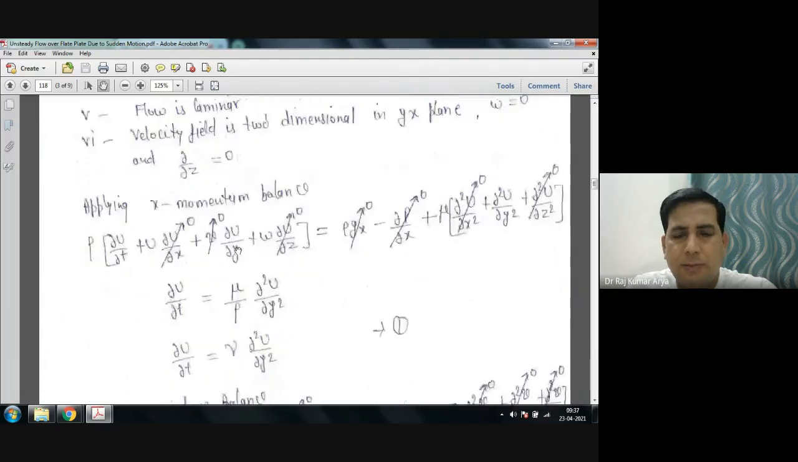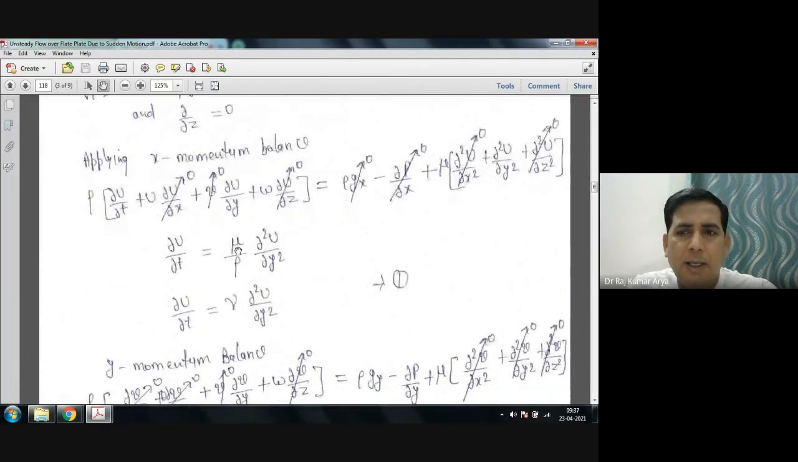So if you apply your x momentum balance in x direction, because the motion of the plate is only in x direction, this is our momentum balance equation for Newtonian fluid. If you simplify this, you cancel this term. I hope you know why you are cancelling that del u upon del x term. Yes, sir, because this is from fully developed characteristics, right? Yes. Then you are considering no velocity in y direction, so v is getting cancelled.